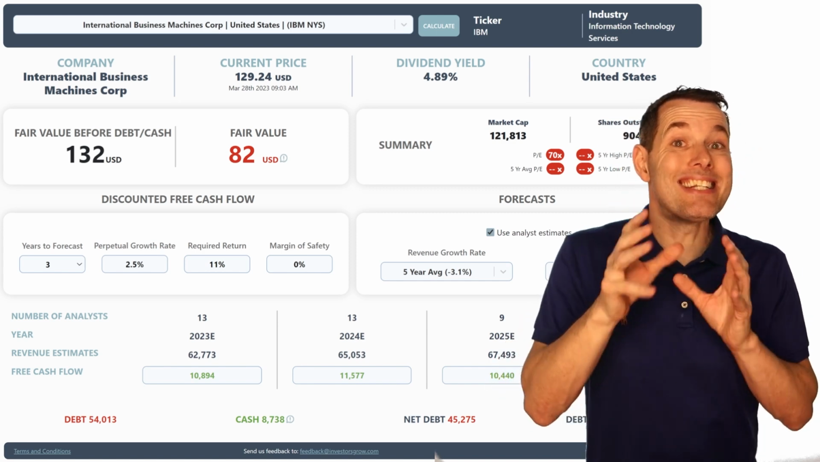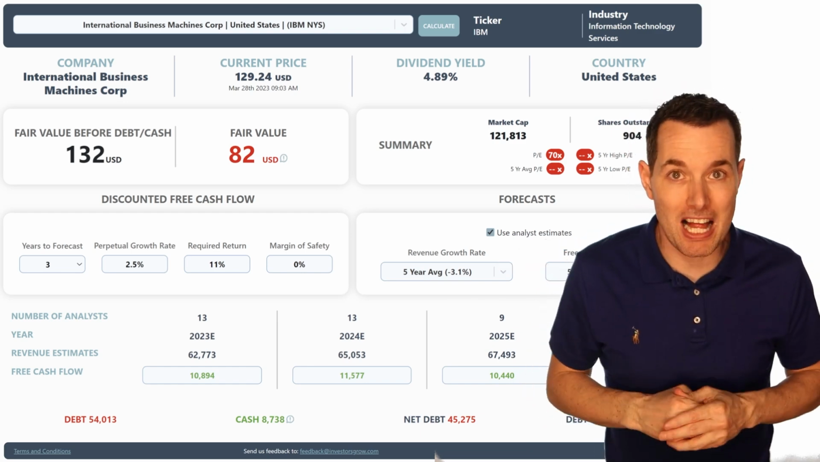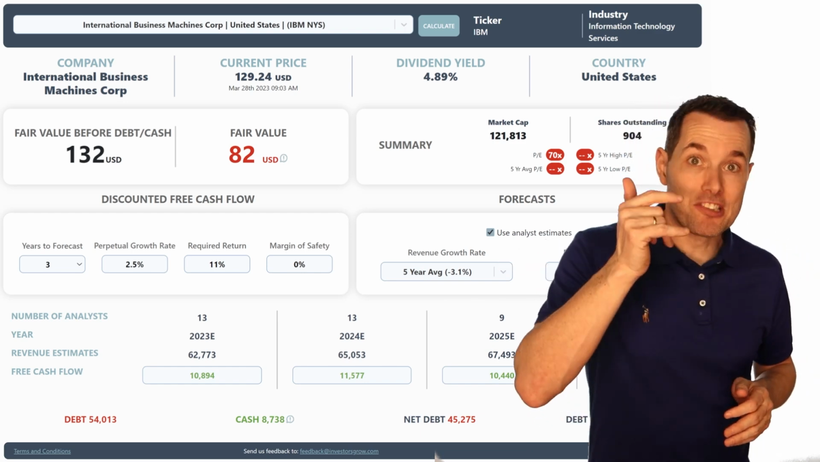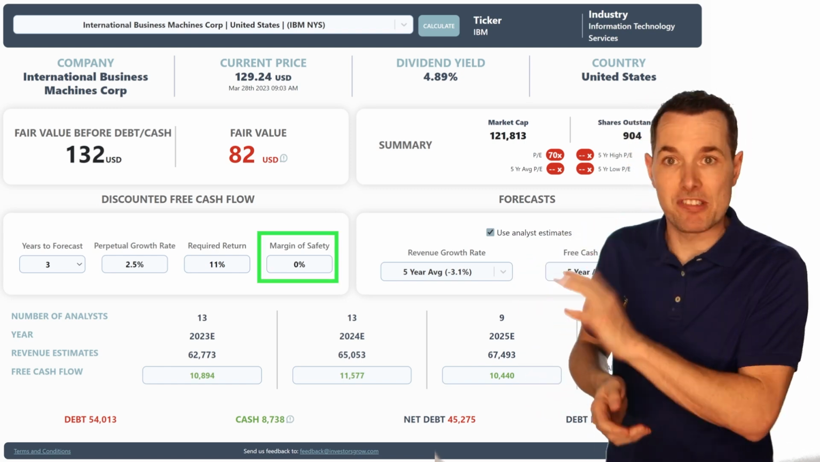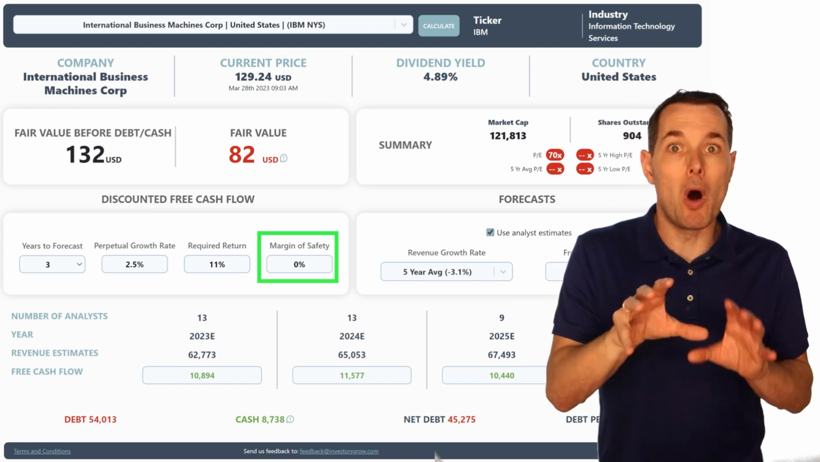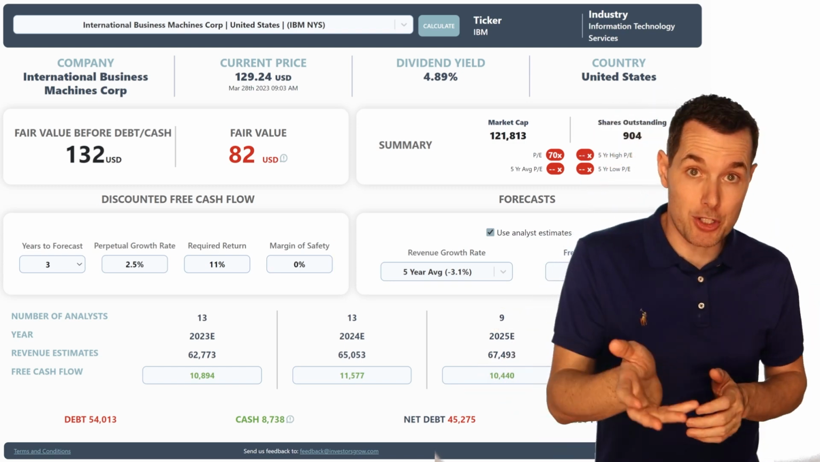Now, if we didn't want to adjust our required rate of return, if we want to keep that number flat, the other option, after we determine the risk of the investment, is to adjust the margin of safety. We recently did a video on margin of safety. I'll leave a link to that video in the description below if you're curious.